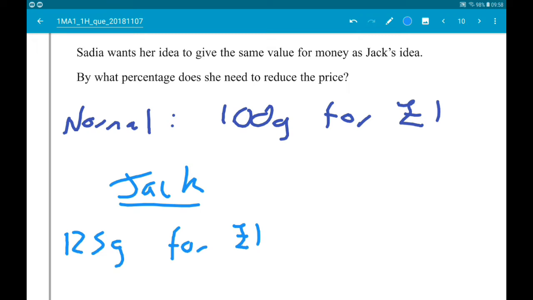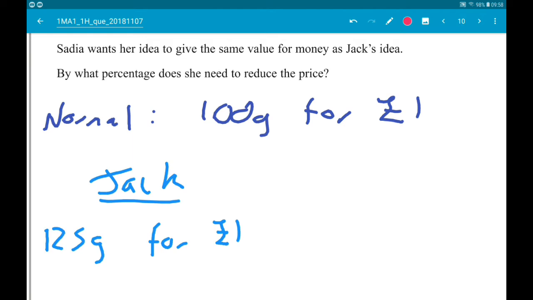Now, Sadia is not going to change the amount of cereal, she is going to change the price. Now, what we need to think then is, can we think of an amount of cereal that goes into 125 grams that also goes into 100 grams? So, the one that strikes me is 25 grams.